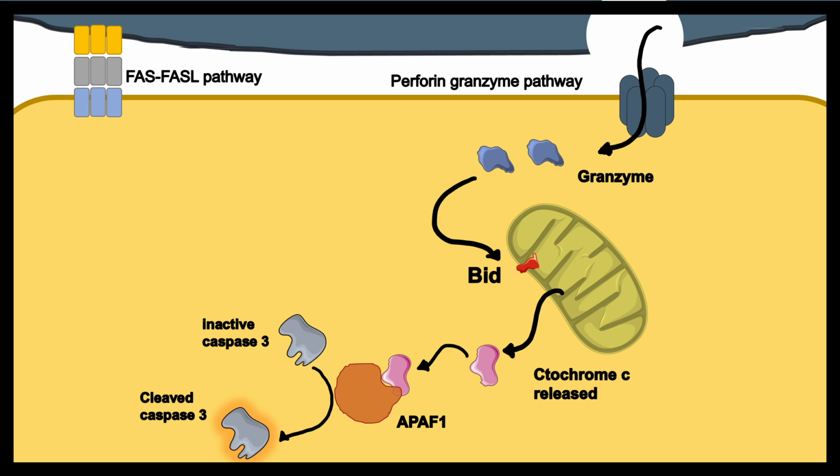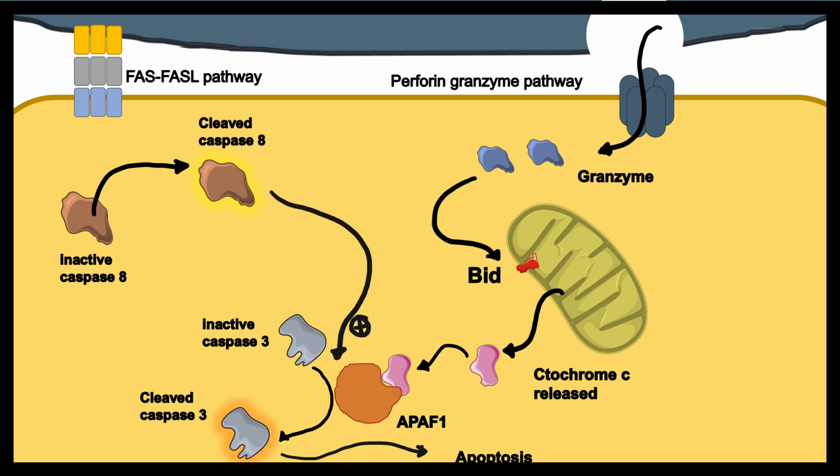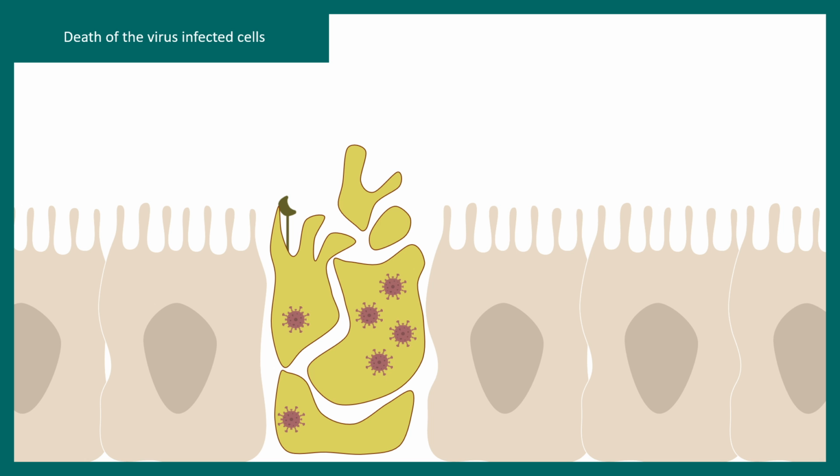There could also be a FAS-L and FAS mediated apoptotic pathway, which leads to the activation of caspase 8, and eventually the executioner caspase 3 is activated. As a result of this caspase activation, death of the virus infected cell is caused, and the nearby cells are saved from the viral infection. This is how a CD8 positive T cell works, and this is the effector mechanism.